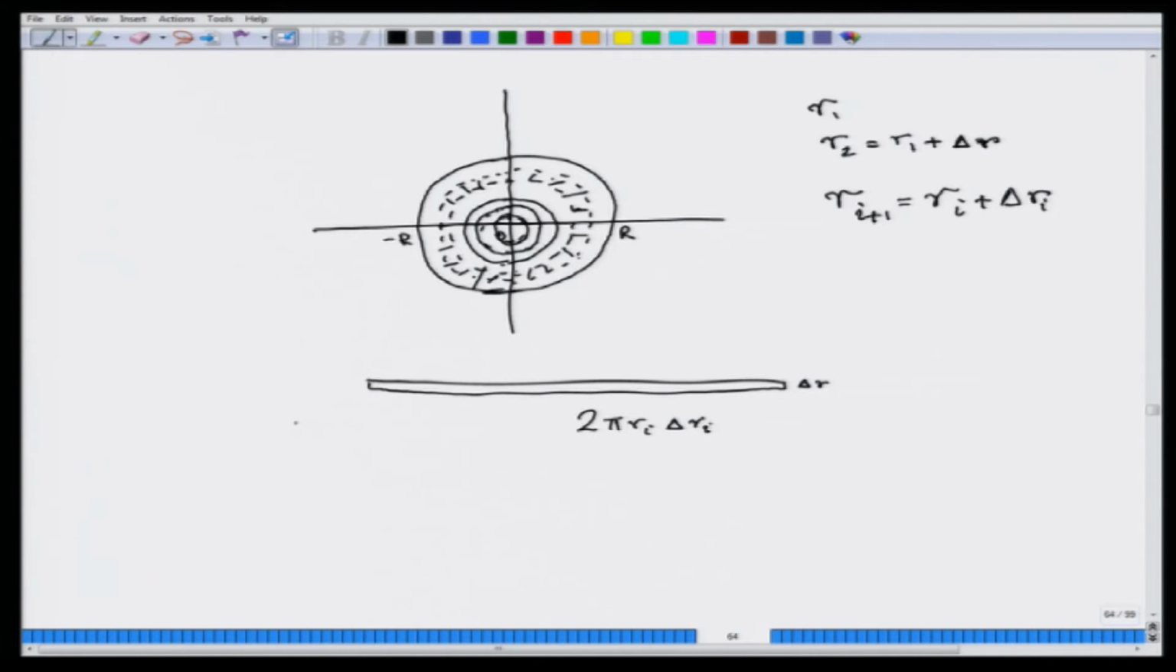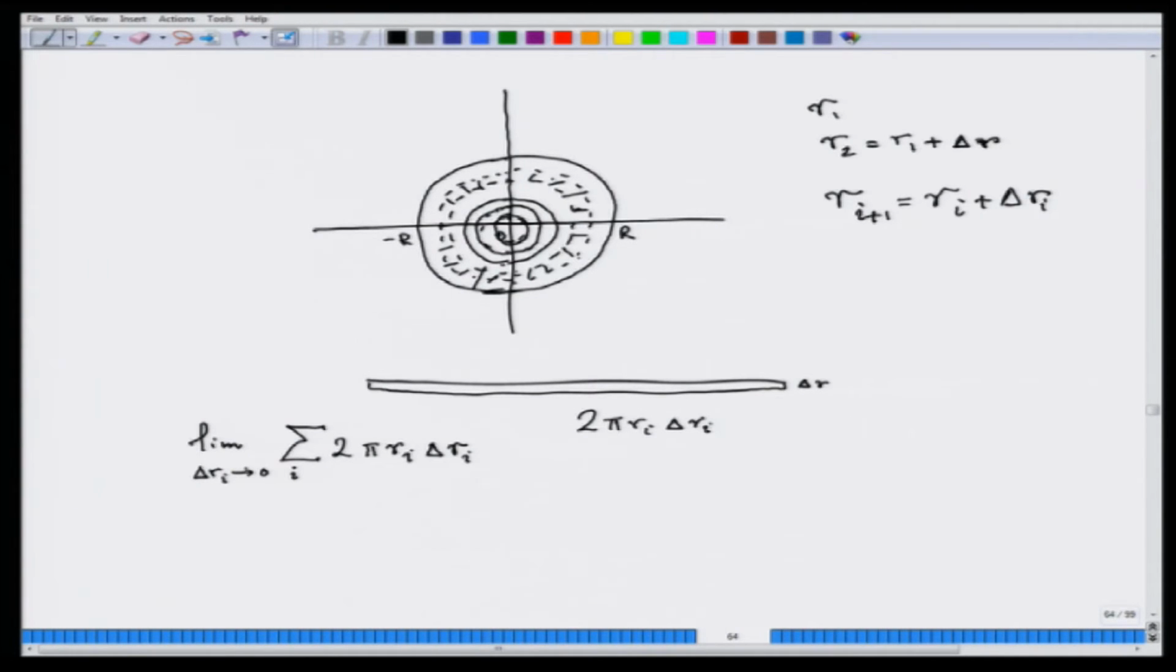Now, what I need to do is, now I have the area of this particular strip, I have to sum it up. So, I have to sum this from i equal to 1 to whatever slices you have made. I did not really count the slices, but I have to take the limit of this as delta r i goes to 0.